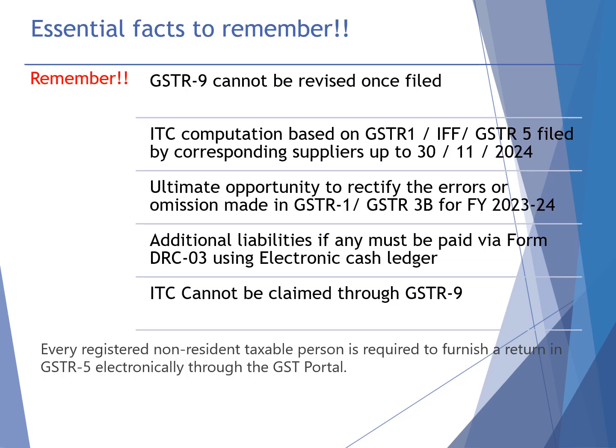There are some essential facts which we must remember while filing GSTR 9. The GSTR 9 is an annual return that cannot be revised once filed. So we have to give proper and accurate information in GSTR 9. The input tax credit for the financial year is calculated based on the supplier's filing, that is GSTR 1, IFF, GSTR 5 up to the 30th November 2024.